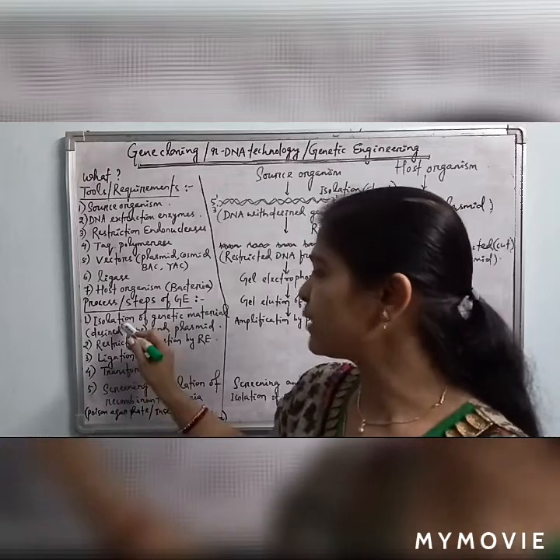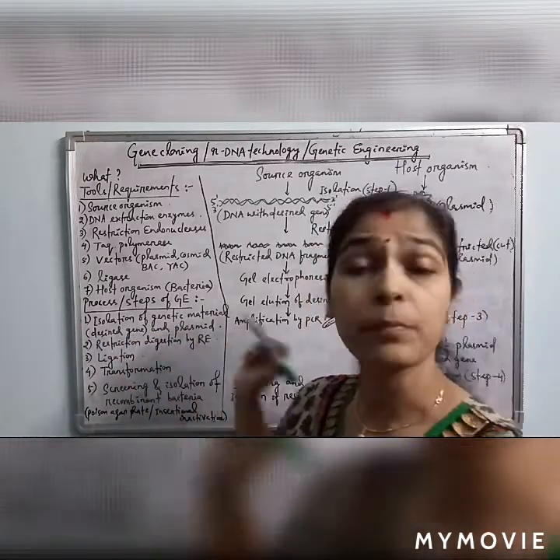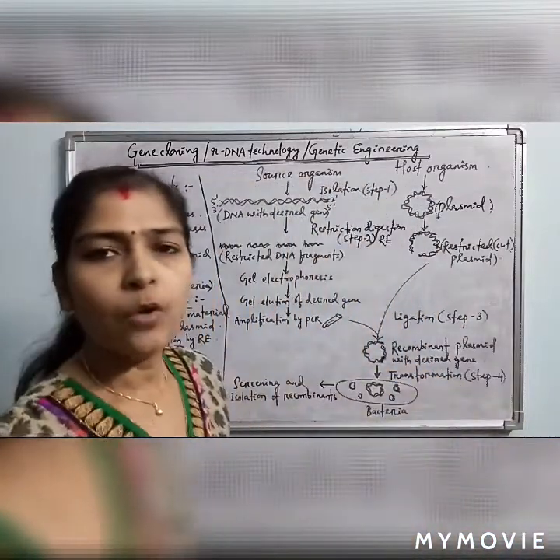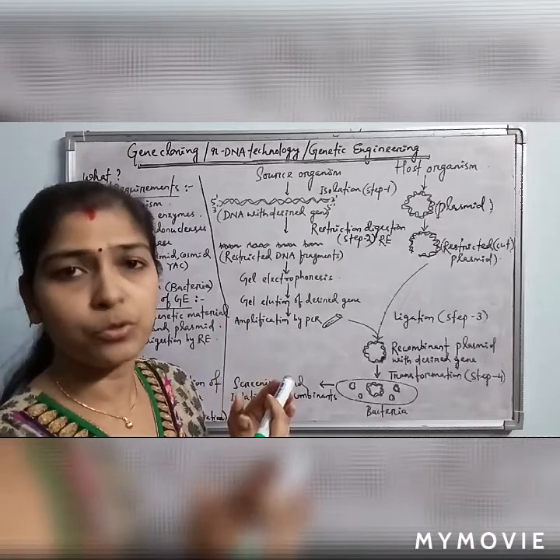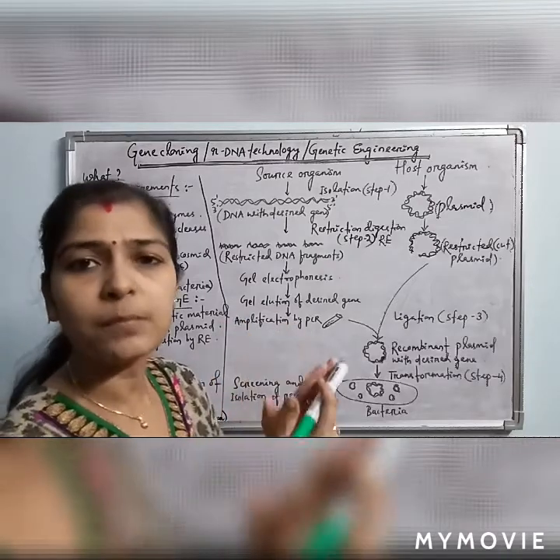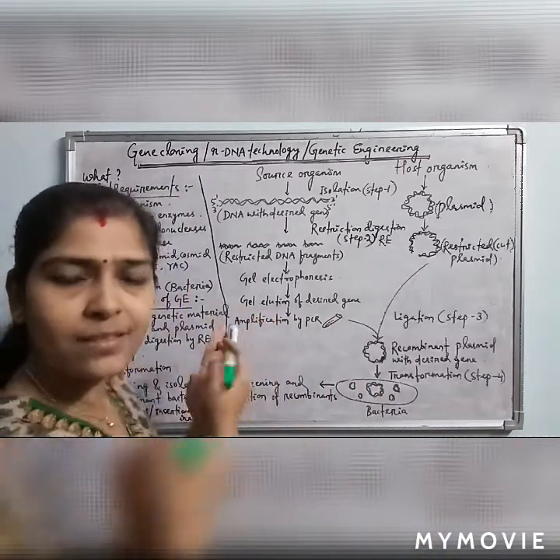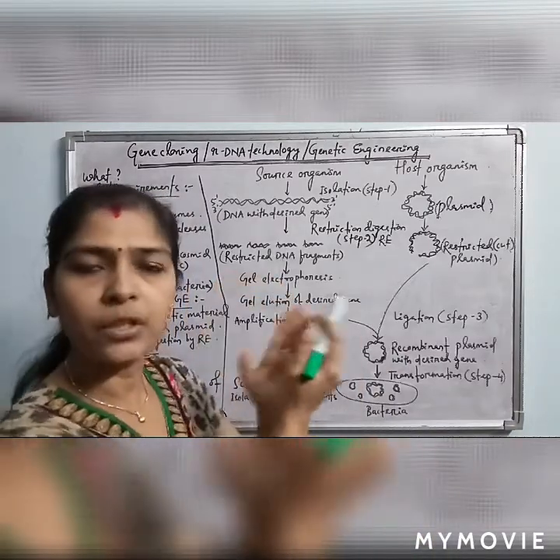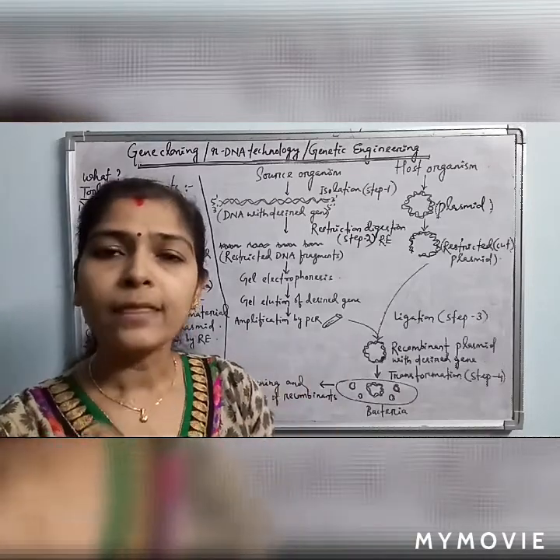First one is isolation of genetic material, that is the DNA having the desired gene and the plasmid. Simultaneously we have to isolate the desired gene from the source organism and the plasmid or the carrier from the host organism. From the source the DNA is extracted, from the host the plasmid is extracted. This is the first step, that is isolation of both. Okay, then what is done?